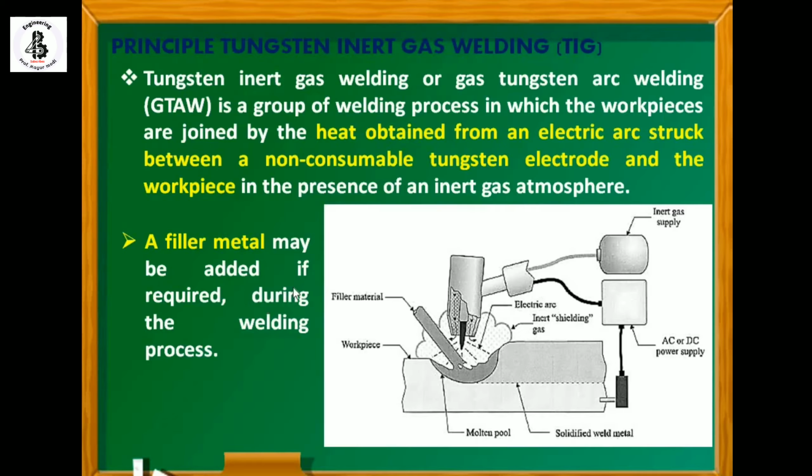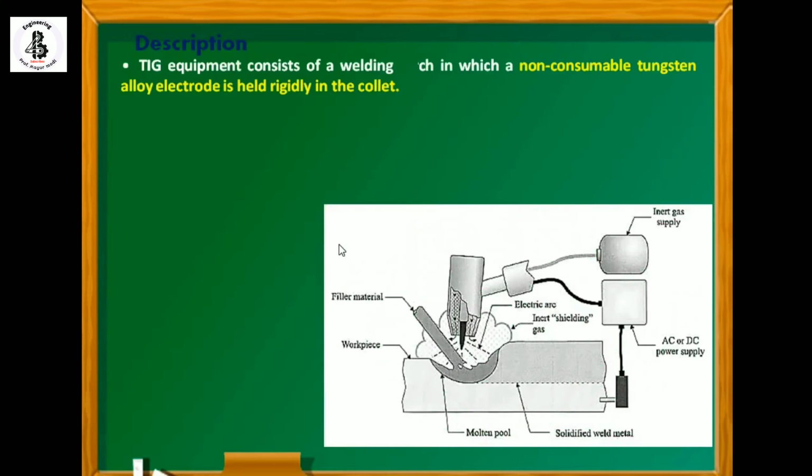We already discussed the principle of the TIG welding process. Now the description. Just you can see the figure. The TIG equipment consists of a welding torch, which has a non-consumable tungsten alloy electrode held rigidly in a collet. Here the tungsten electrode is mounted onto the torch.